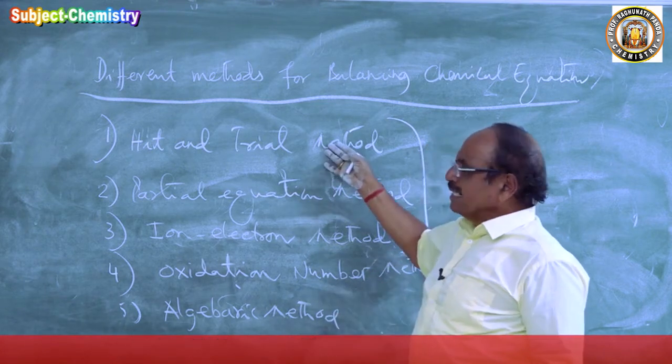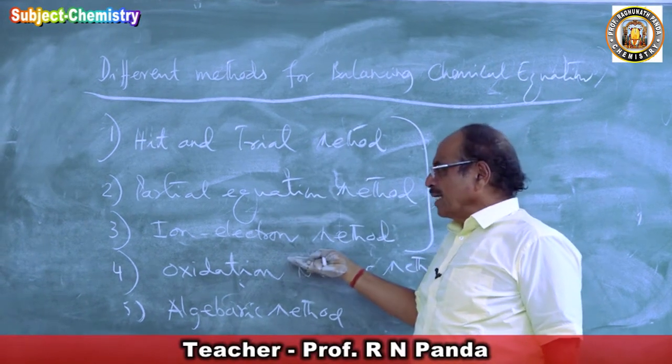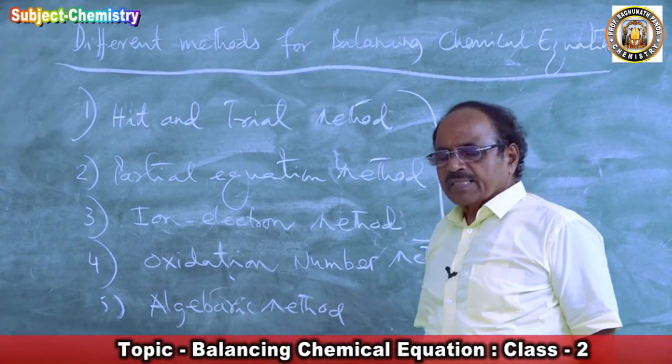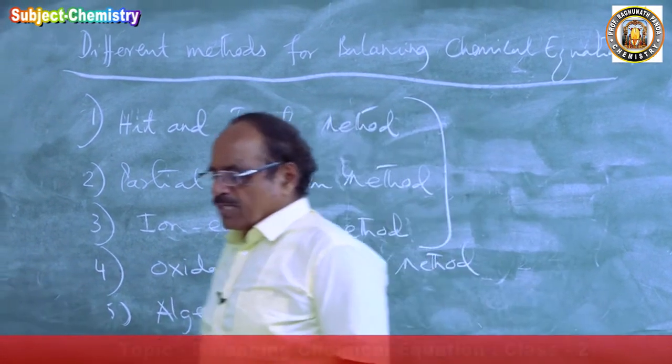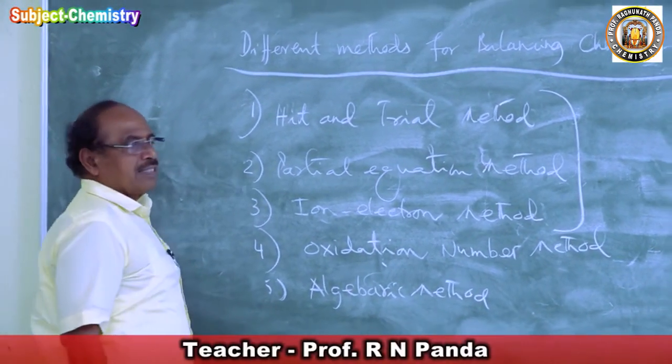We will first discuss the hit and trial method, then we will discuss the partial equation method, then we will come to the ion electron method, then we will go to the oxidation number method and the algebraic method. So now let's come to the first, the hit and trial method of balancing chemical equations.